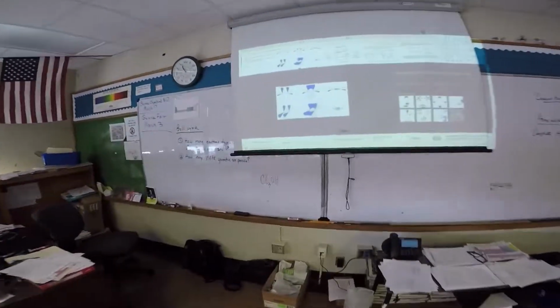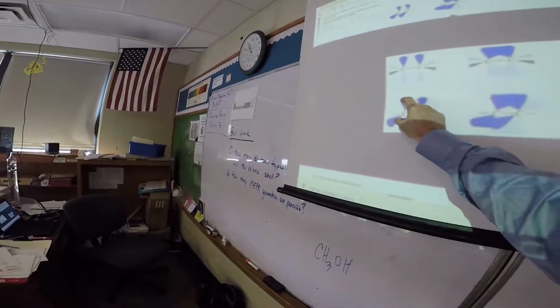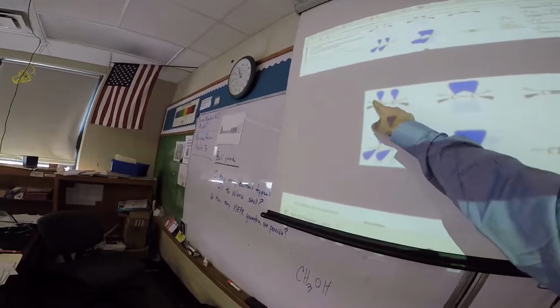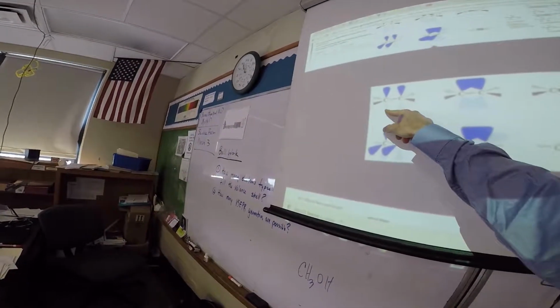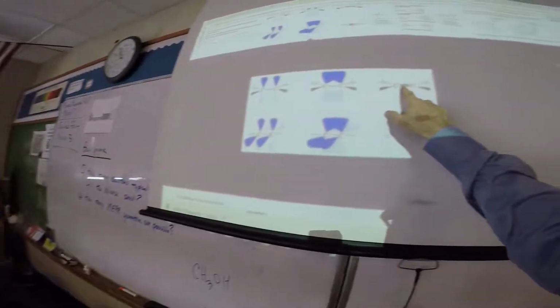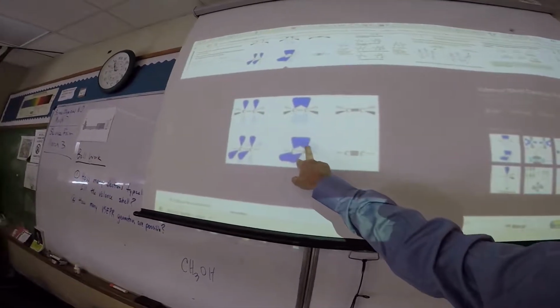And you'll notice that there are two donut overlaps. Everybody see that here? There's two of them here. This is the first one. There's just one overlap, one donut overlap. Here you have two. This is a double bond. This is a triple bond. So you can see what it looks like.